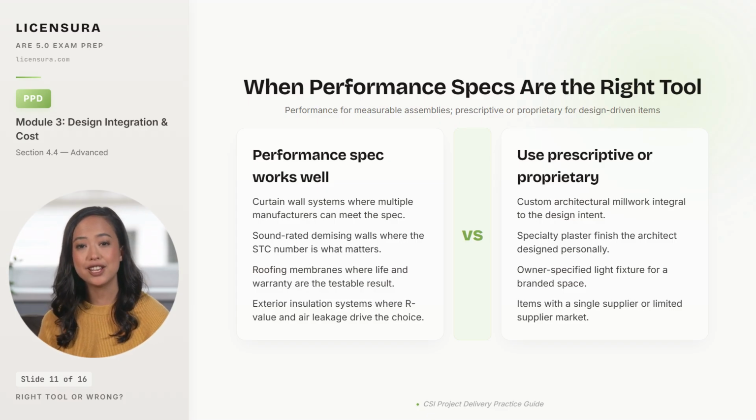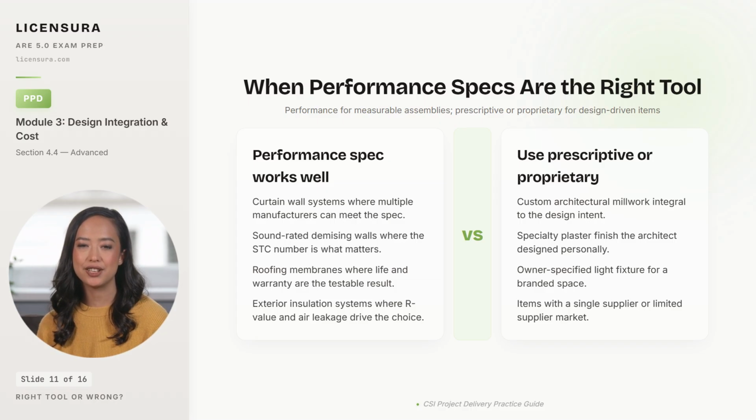An owner-specified light fixture for a branded space is not interchangeable. And items with a single supplier or limited supplier market are not interchangeable. On those items, write prescriptive or proprietary specs and stop pretending the market is open. The architect who writes a performance spec on the wrong item gets a substitution request for the cheapest thing that arguably meets the wording, and the architect's design intent walks out the door.